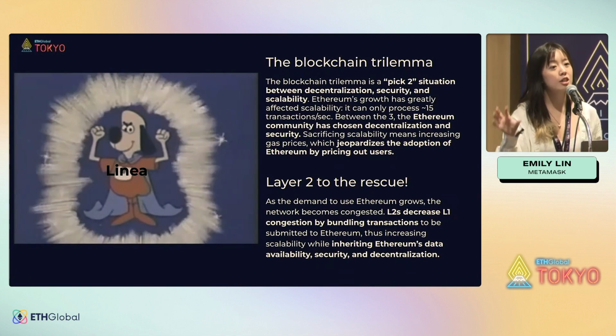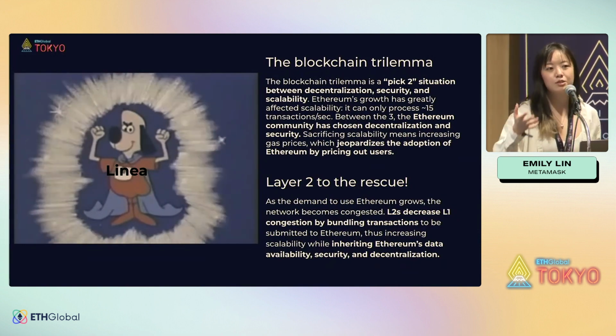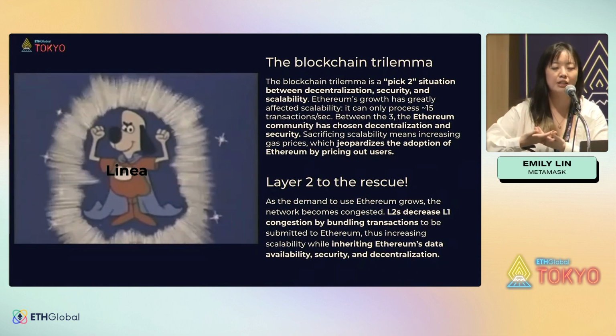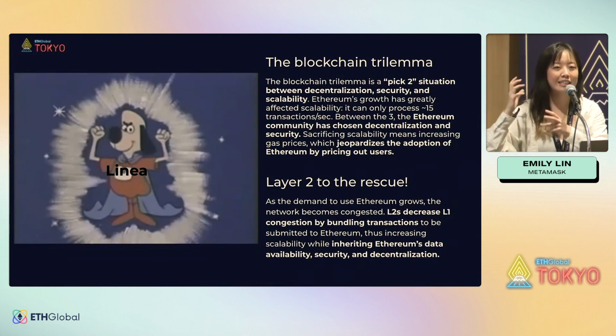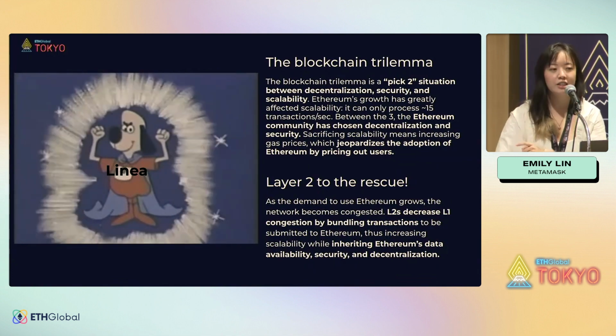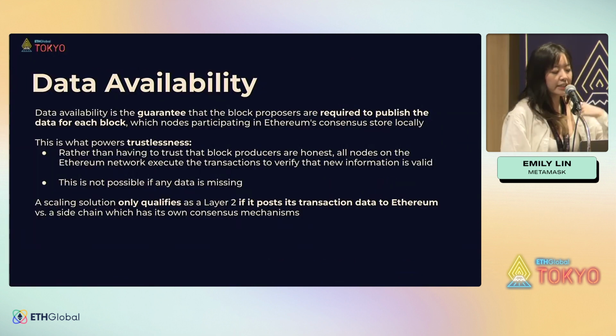So layer 2s are specifically the scaling solution for Ethereum. What that means is we are decreasing congestion by pulling off the execution layer from Ethereum and then creating that data and posting it back. When I say posting it back, I mean specifically this concept called data availability. Data availability is the guarantee that all this data is going to be published to Ethereum. So this is what powers trustlessness, right?